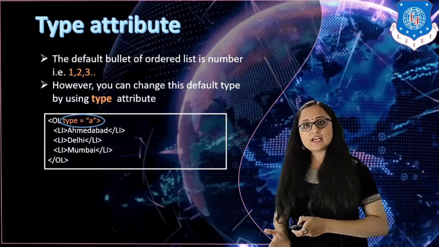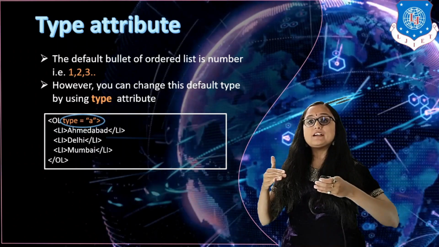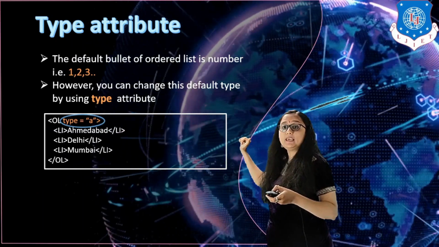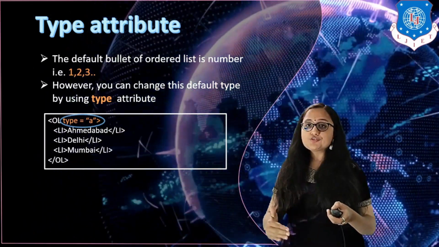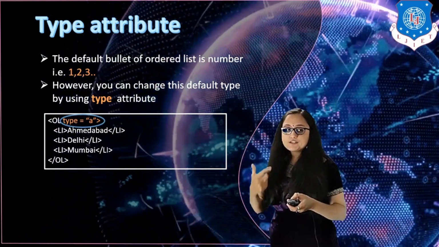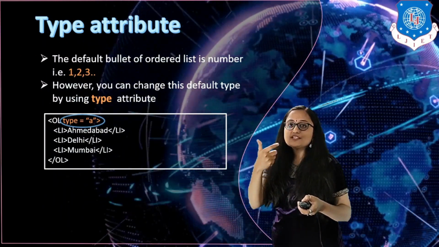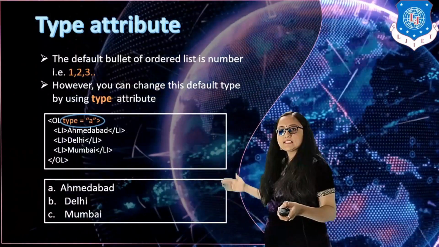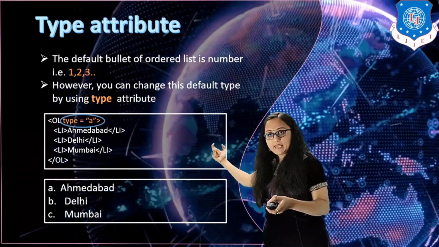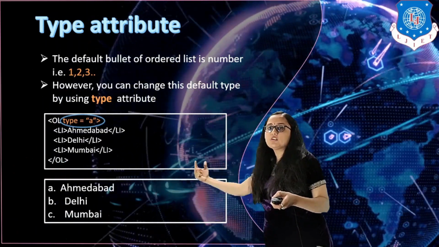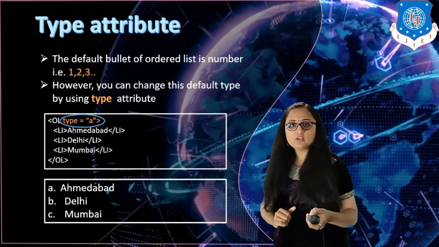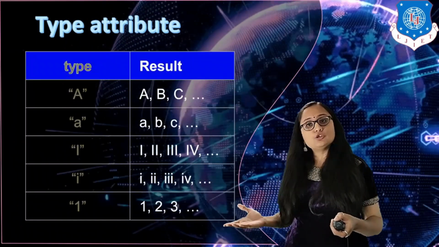Now, in the next slide, we will see what are the different type attribute values which are possible. But this is the first value: if I am using type is equal to A, it means that my particular list should start from alphabet A. And if I am writing small a, my list items will start from small alphabet a. So what will be the output? Here you can see I have listed three list items and I have given type attribute value is equal to A. So my list items will start from alphabet A and correspondingly it will go A, B, C, D, etc. Right.